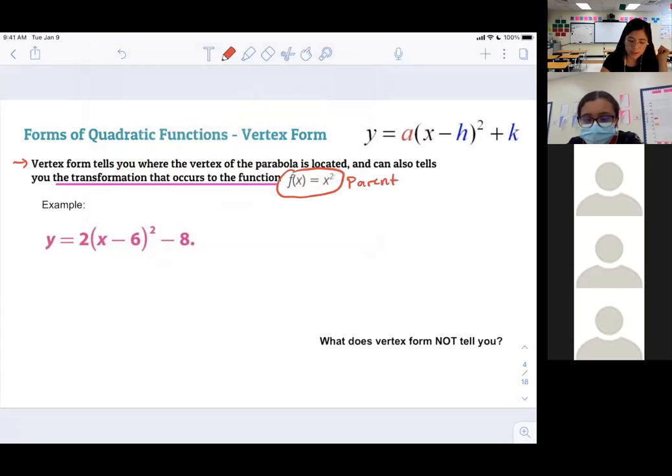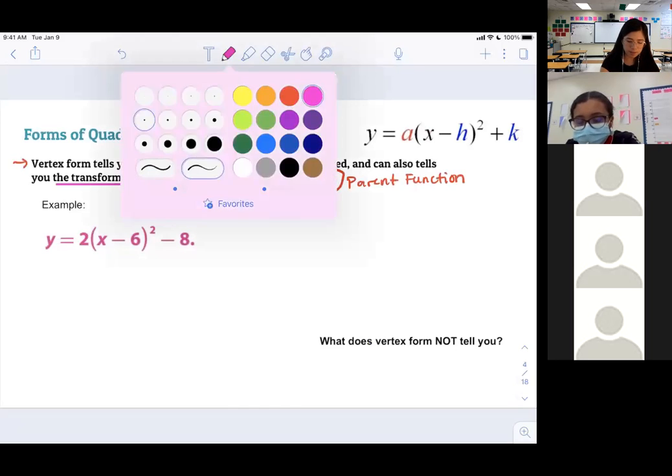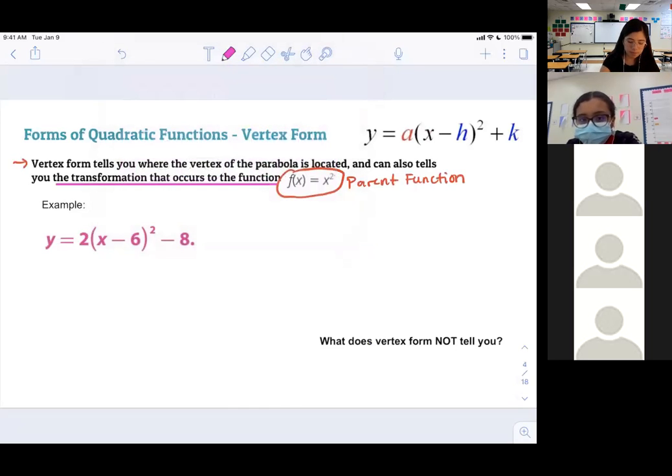It's the most basic quadratic function there is. Okay. All right. So we already talked about this. What's the vertex of this function? Positive 6 comma negative 8. Good. Positive 6 comma negative 8. Remember that the sign flips.